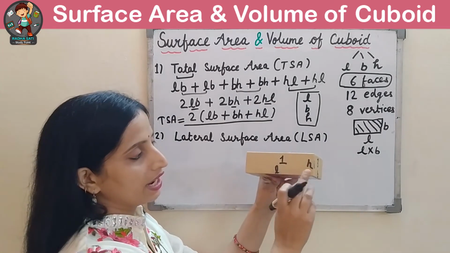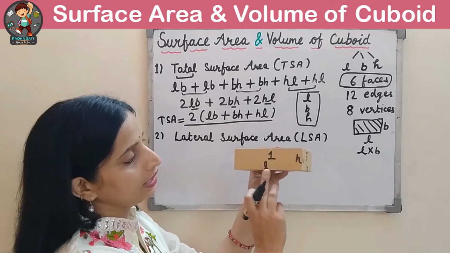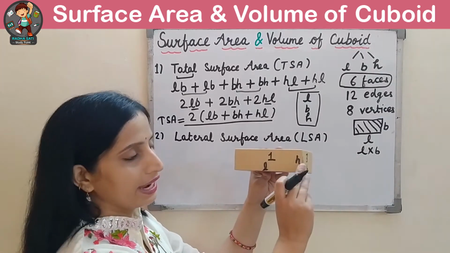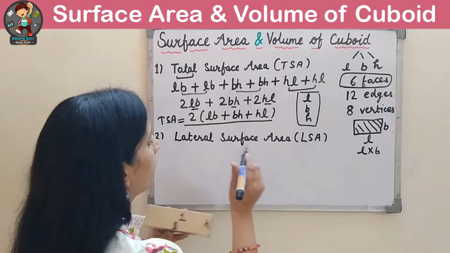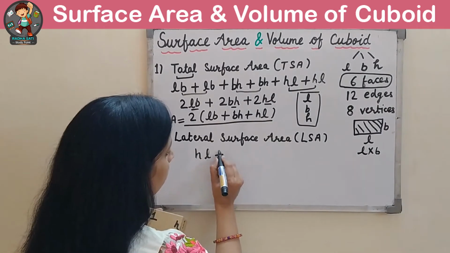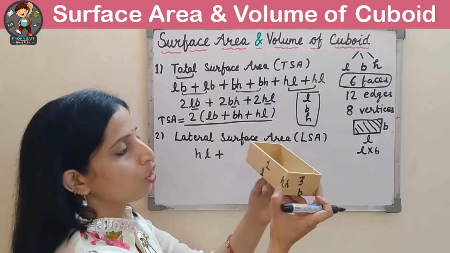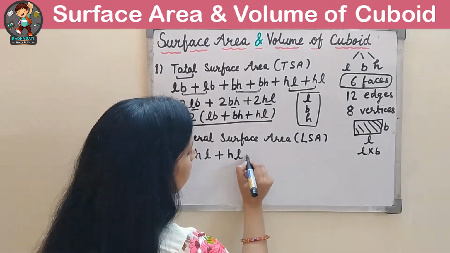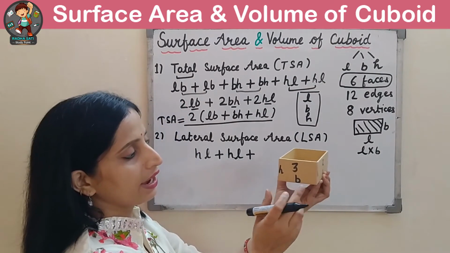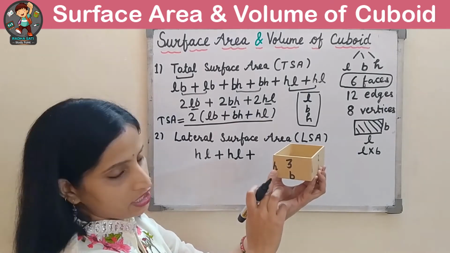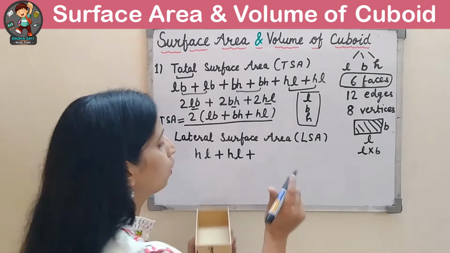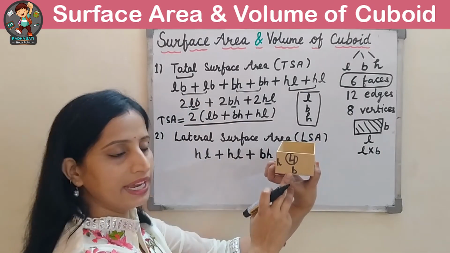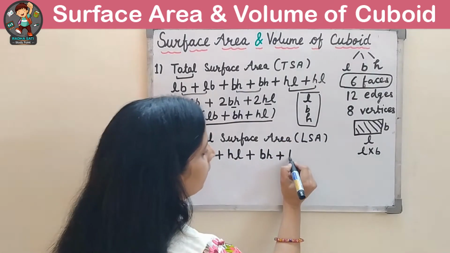So now the area of this face will be, if this is L and this one is H, length and height, so H multiplied by L, HL, plus the area of its opposite face, which will also be HL. Now the area of the third side face. This was H, height, and this is breadth. So BH, plus this is also B multiplied by H, BH.